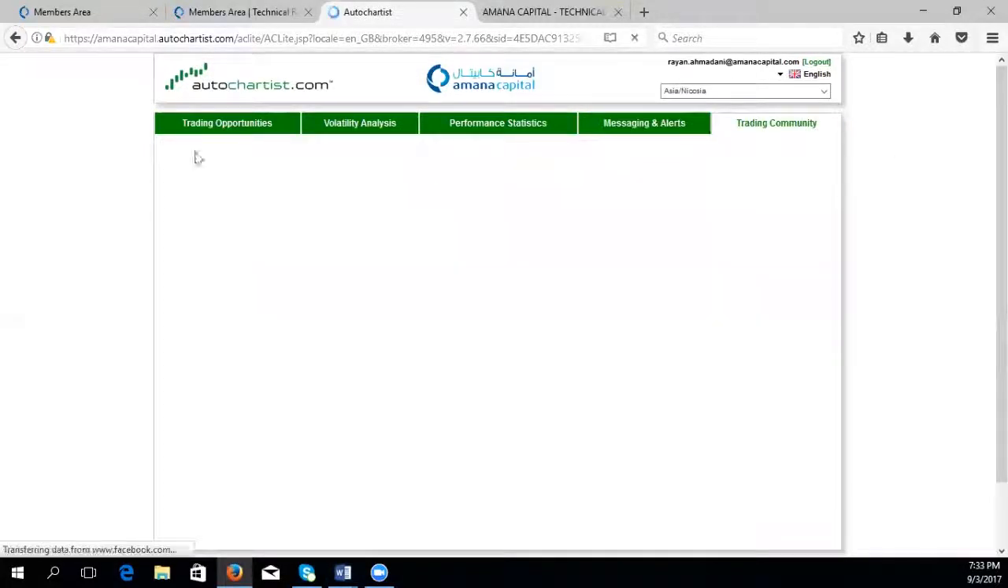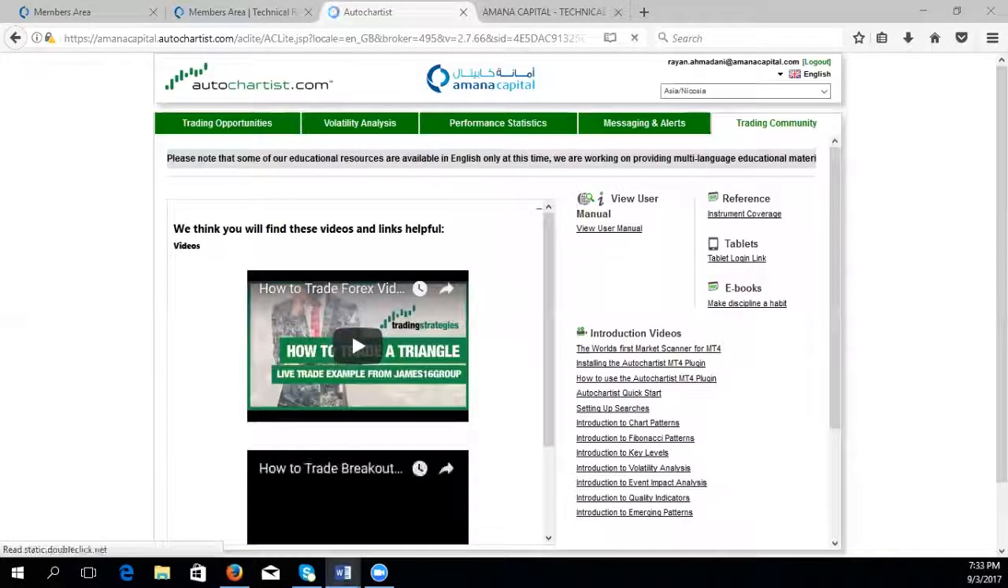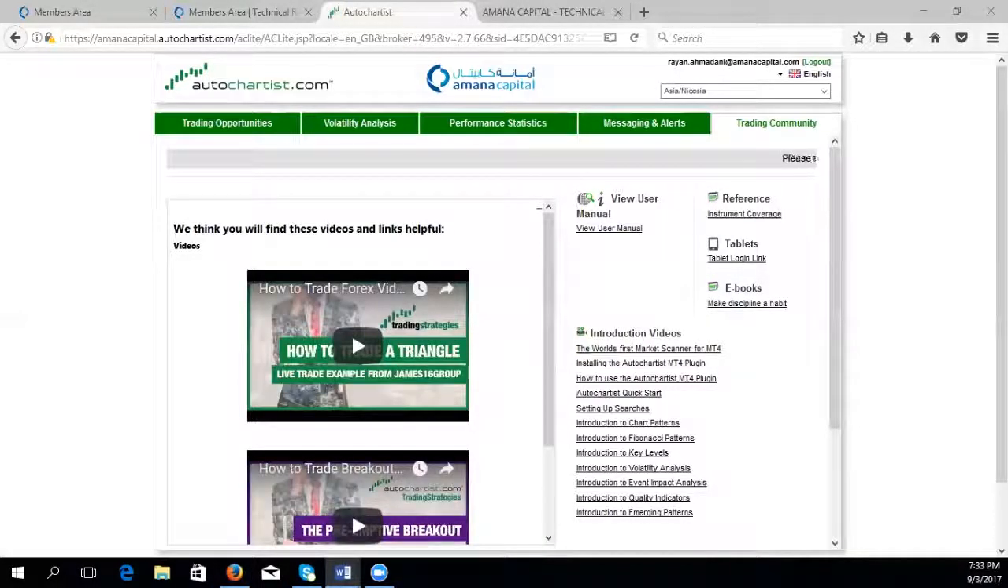The last step here, trading community. On the trading community here, this section provides access to education and product support documentations, as well as download and install instructions of Autochartist MetaTrader 4 plugin. In addition, one can follow live intraday trading using Autochartist, and all you need to do is just, again, subscribe to receive email alert of new trades placed.